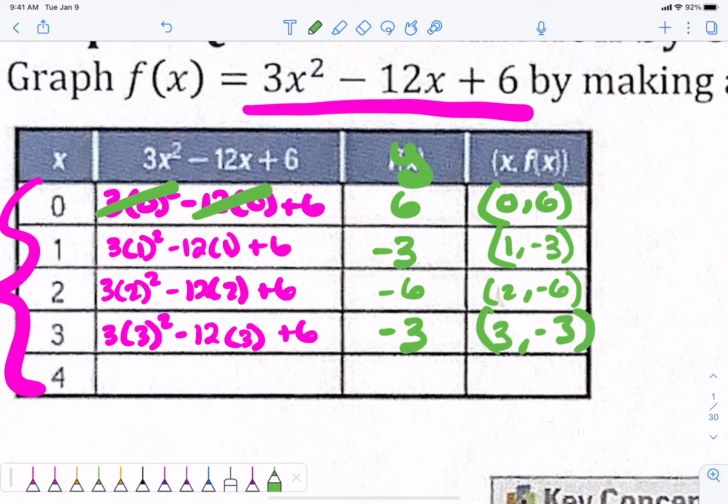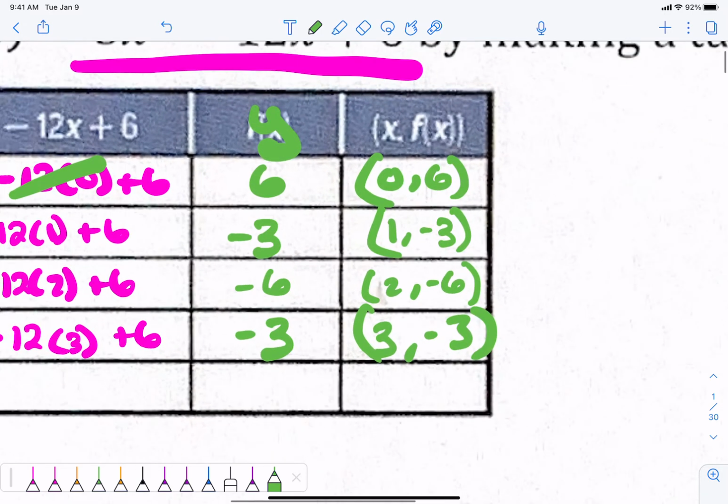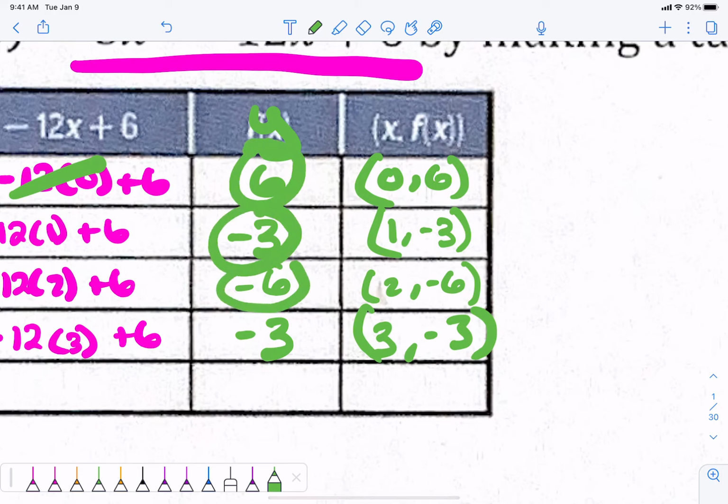At this point, I can kind of see what's happening. Look at these y coordinates. We're up at 6, then we go down to negative 3, then we go down to negative 6, then we go back up to negative 3. Then what's going to happen? We're going to go back up to positive 6, right? You see that? So this last point is going to be 4, 6, because you can see it's doing that parabolic pattern. It's going down and then coming back up, all right?